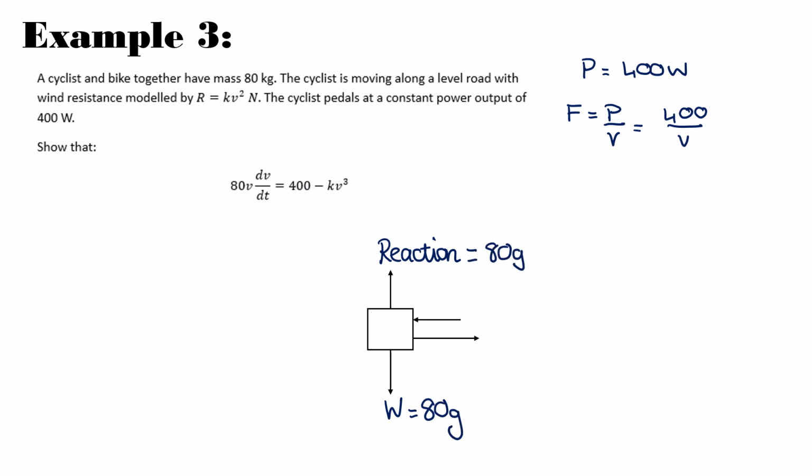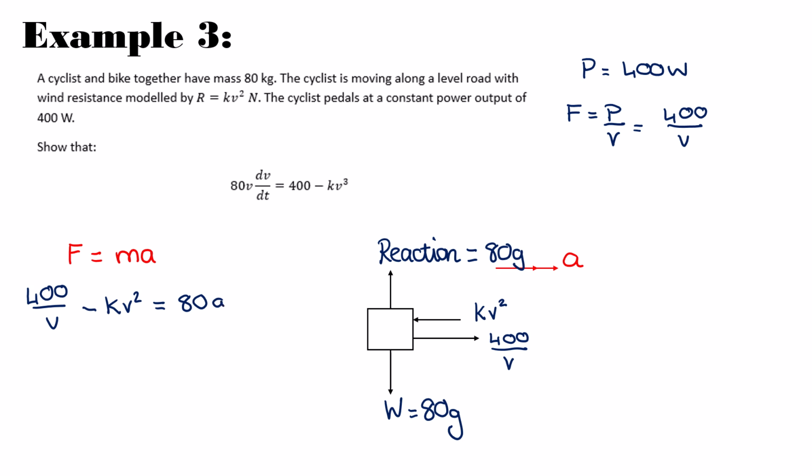We then have this tractive force, so the force pushing it forward, which is 400 over V, and then a resistance force, which is kV squared. We then have our direction of movement as this, so our A is pushing us forward. So then let's set up our equation using F equals MA. The direction of movement is positive, so that gives us 400 over V minus kV squared equals mass times acceleration.